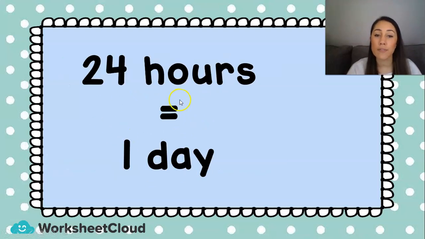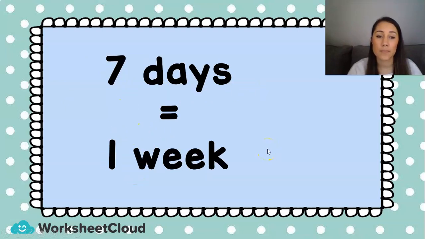There are 24 hours in one day. Now, we aren't awake for all 24 of those hours. For most of that or half of that, we are asleep. So one day is 24 hours. There are 7 days in 1 week, and in a school week, there are 5 days because we go to school from Monday to Friday.